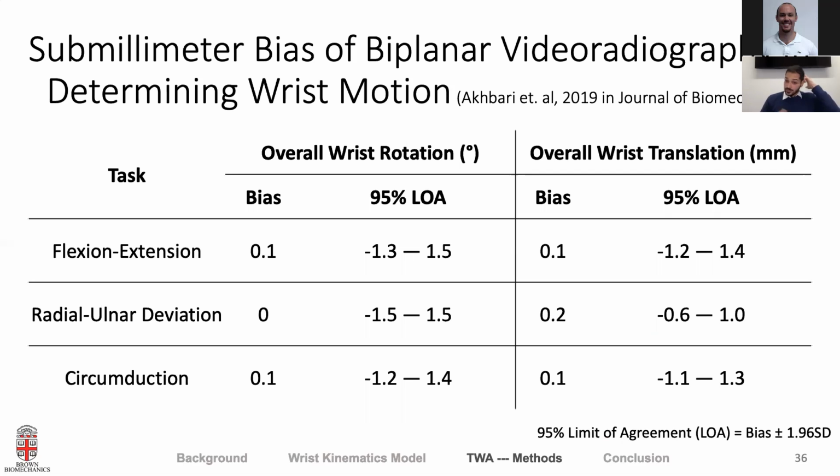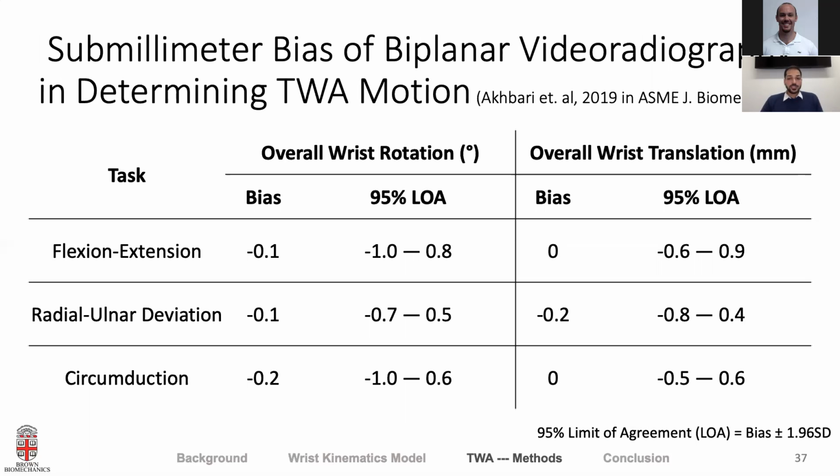So we measured the accuracy of our BVR system actually in 2 pilot studies. First, we used 6 healthy cadaveric wrists and compared the BVR results to gold standard optical motion capture. Optical motion capture can be considered gold standard when the markers are directly attached to the bones, and because this was an in vitro study, we were able to do that. So we found the bias between BVR and optical motion capture is sub-millimeter and sub-degree, and the 95% limit of agreement between the methods was less than 1.5 degrees and 1.4 millimeters in translation.